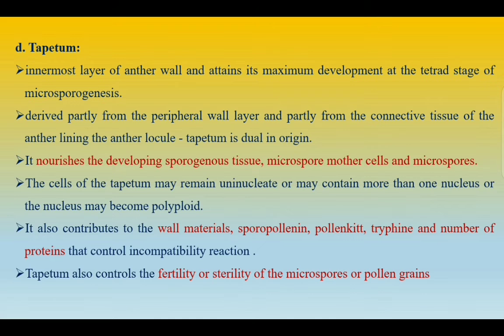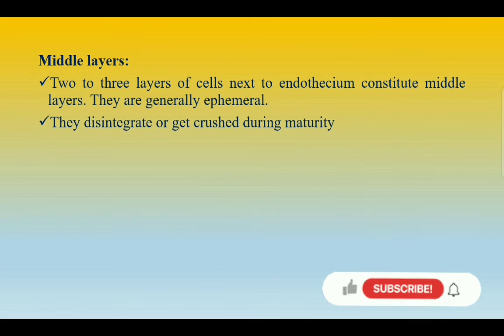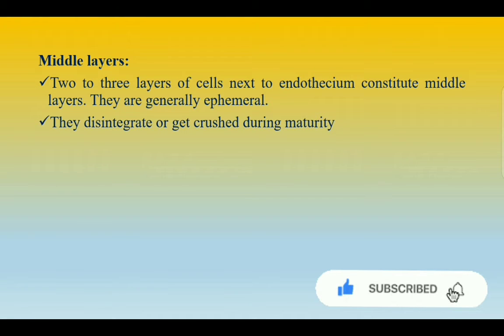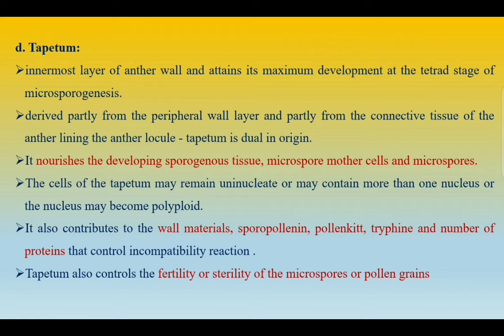Next is the middle layer. This middle layer is comprised of 2 to 3 layers of cells next to the endothecium, and they are generally ephemeral, and they disintegrate or get crushed during maturity. So only during the initial stage can you see them.